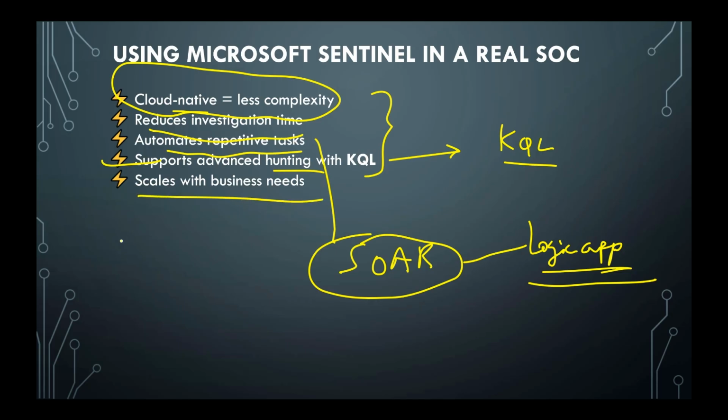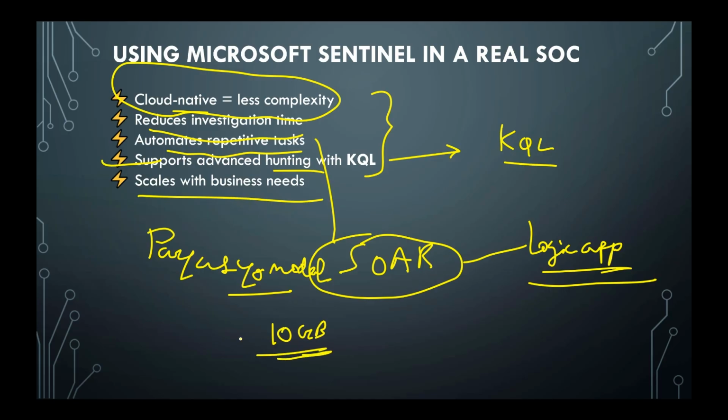If you are choosing the pay-as-you-go model for paying your license, it is going to work according to your business need. Suppose you are ingesting 10 GB of data per day, it will cost you for 10 GB only. If you are ingesting 100 GB, then it will cost you for 100 GB. So you can see how scalable it is, right?